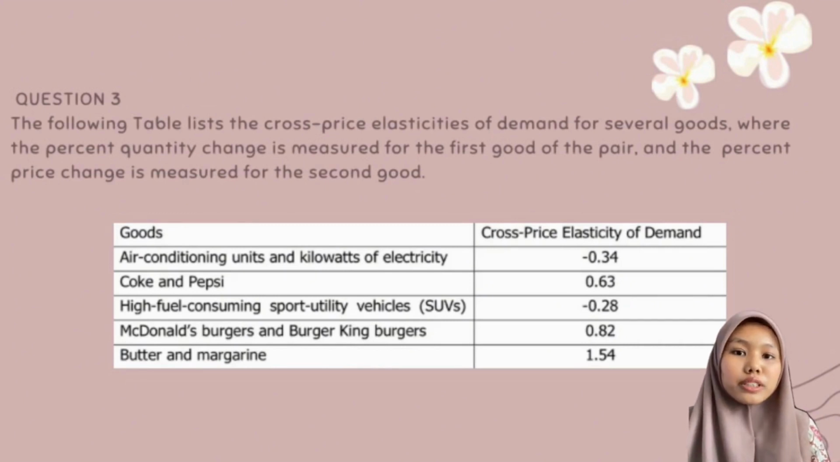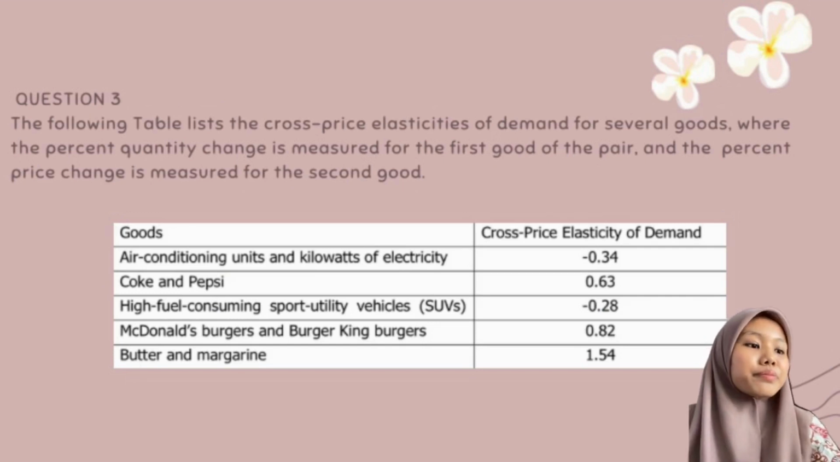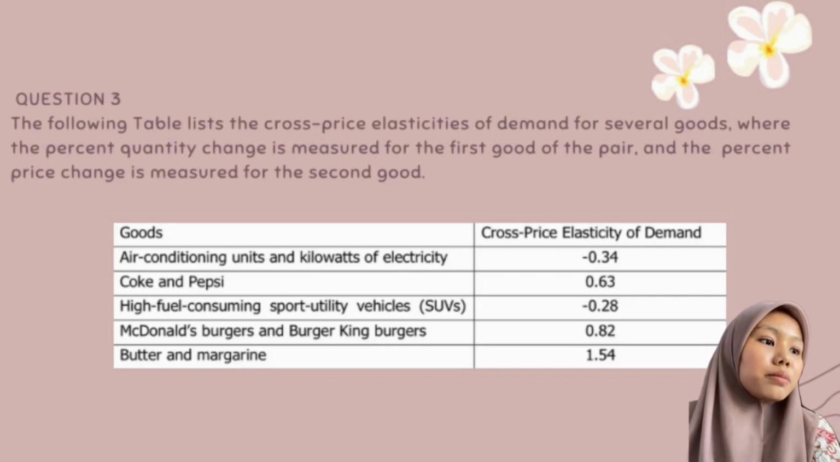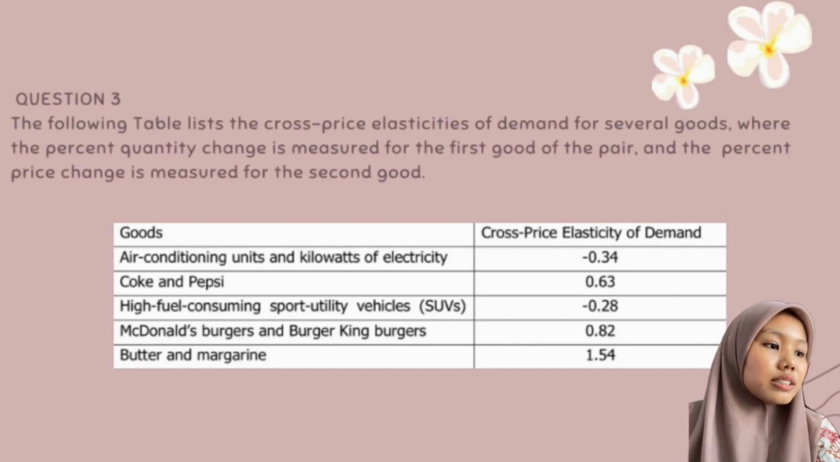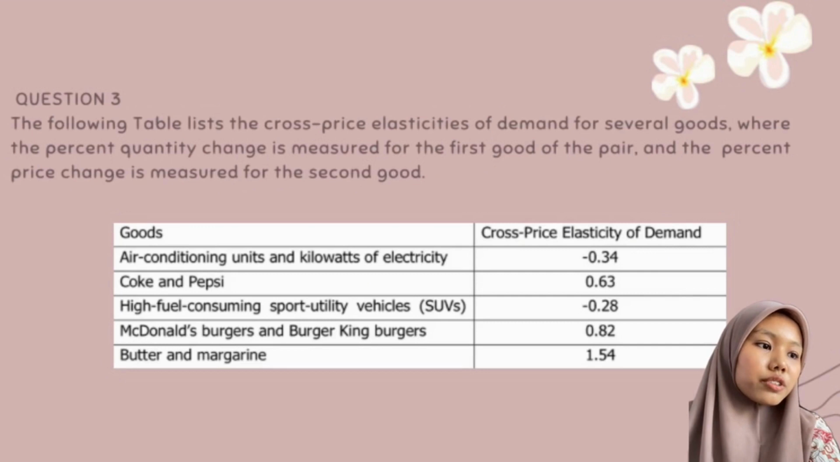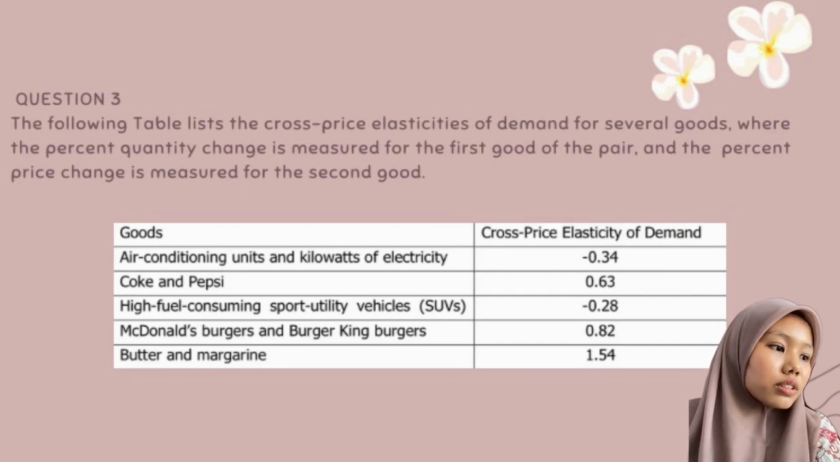Today I would like to present about question 3. The following table lists the cross price elasticities of demand for several goods, where the percent quantity change is measured for the first good of the pair and the percent price change is measured for the second good. The table lists the goods and cross price elasticities of demand.